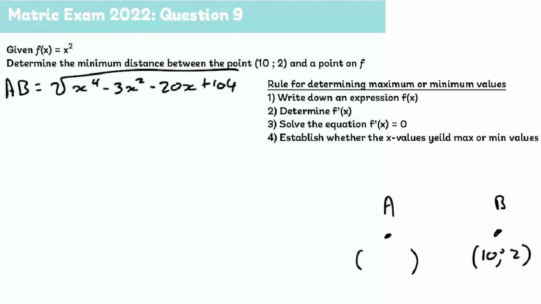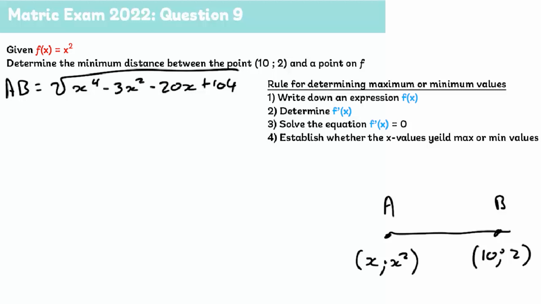At the moment, we know that this is x and x squared, and this is a straight line. To determine the minimum distance between points A and B, we have to follow the rules of determining the maximum and minimum values. I just want to state up front, I just copied it out of the book, so I've got f(x). Now that f(x) is not the same as in question 9, where it says given f(x) is equal to x squared.